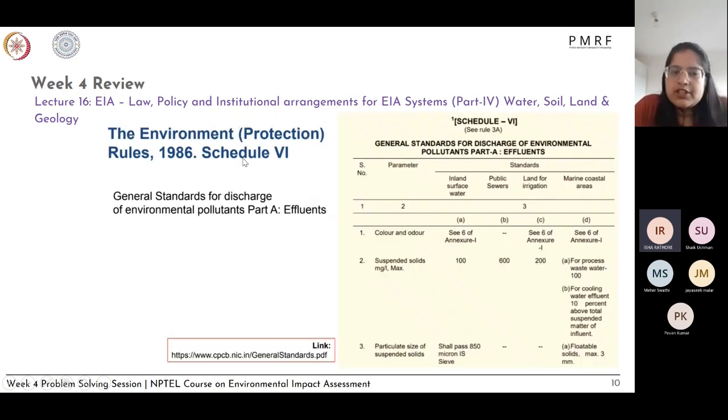And then we have the environmental protection rules based on the Environmental Protection Act of 1986. So it also talks about the general environmental pollutants, where it talks about the effluents. So for the different water areas, like inland surface water, public sewers, land for irrigation, and marine coastal areas, you have different standards for all of these different land uses and water uses. And then you assess them again in terms of color and odor. You assess them in terms of suspended solids, the particulate size of suspended solid particles. So all of these parameters are used for assessing the environmental pollutants in terms of water.